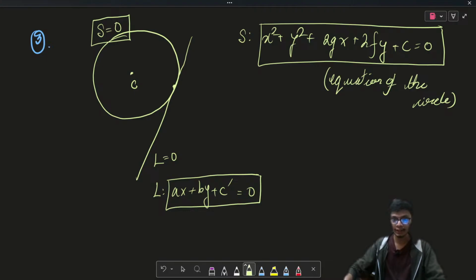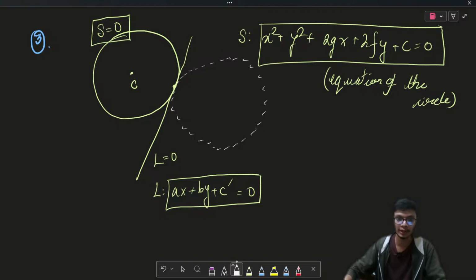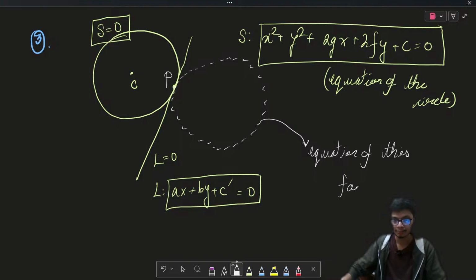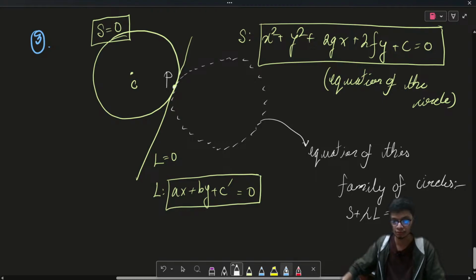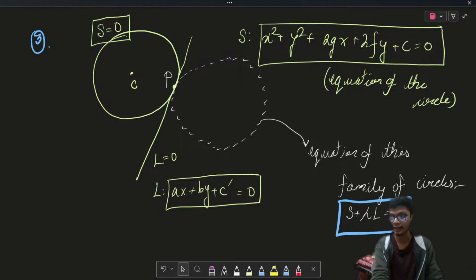If I want to find the set of equations of circles which are also touching this particular line at this particular point, let us call this point P, the point of contact of the tangent of the circle S equals 0, then to generate all possible equations of this family of circles, the equation can simply be given as S plus lambda times L equals 0. Here lambda is the parameter, which is very similar to the previous form we have seen. So this is another form of modification in the family of circles that we can have.